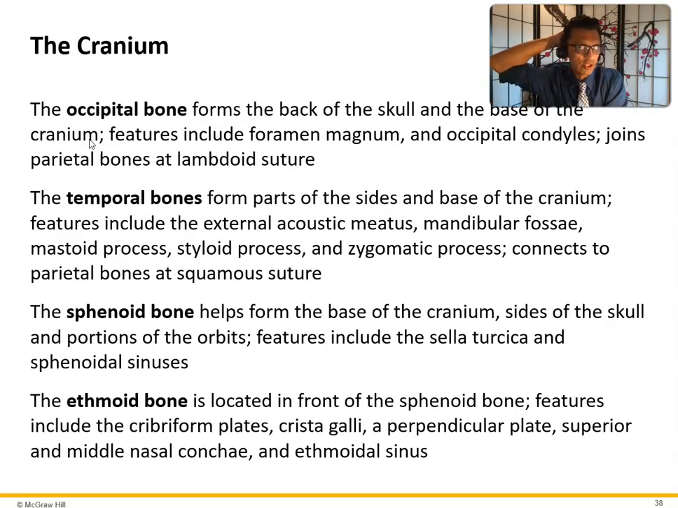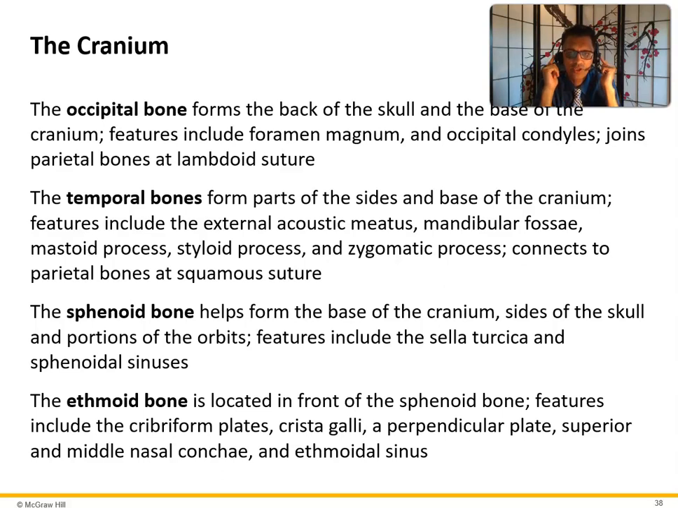The occipital bone, which is back here, forms the back of the skull and the base of the cranium. Features include the foramen magnum and the occipital condyle. It joins the parietal bones at the lambdoidal suture, which is back here. Okay. The temporal bones, which are on the side, form parts of the sides of the cranium.